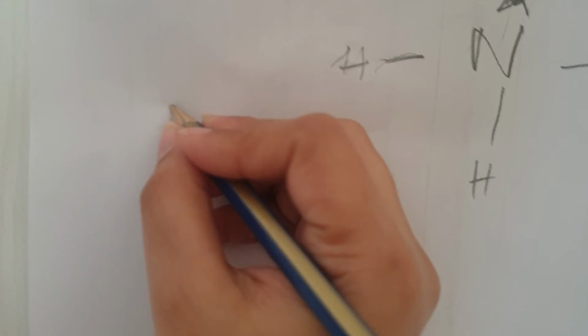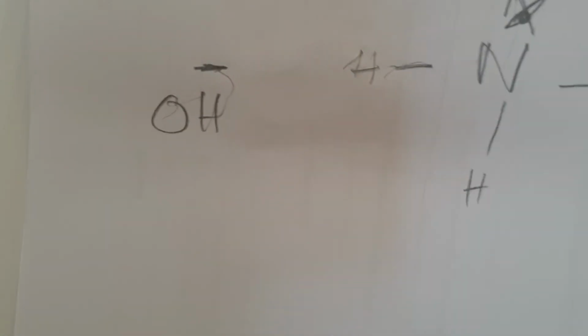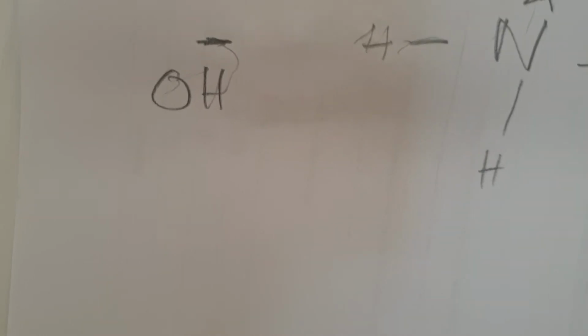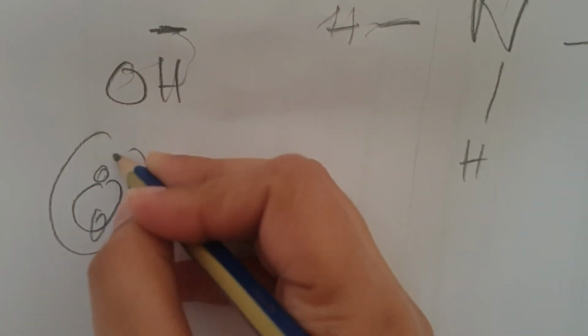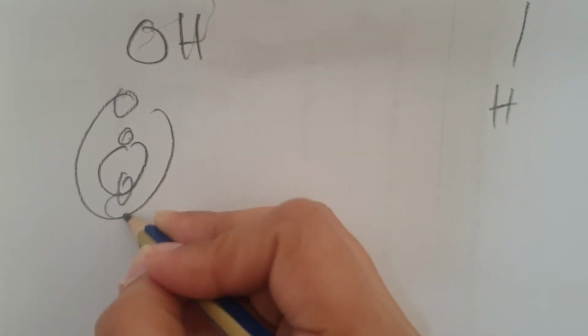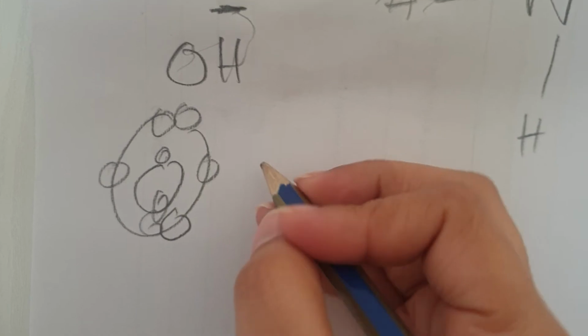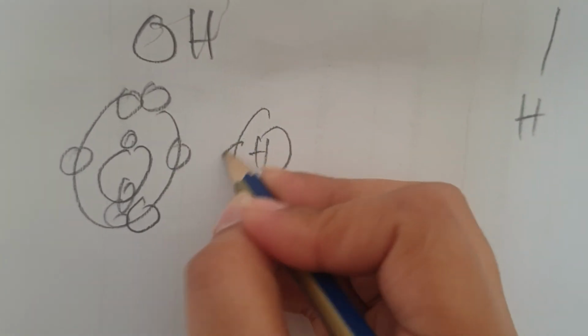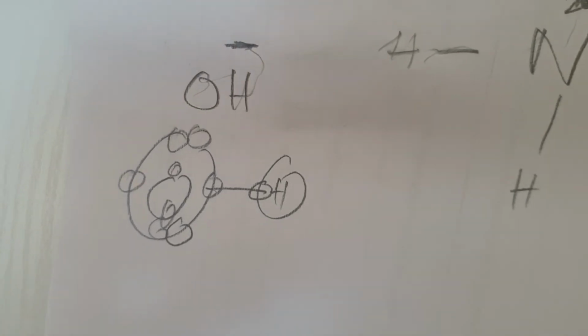For example, if you're taking another example, OH negative. What does the negative mean? Negative means it is gaining 1 electron. So for example, if you're drawing oxygen, we know oxygen has 8, 2, 3, 4, 5, 6, 7, and 8. And hydrogen has only 1, so it is sharing a bond like that. We need to add 1 more electron.